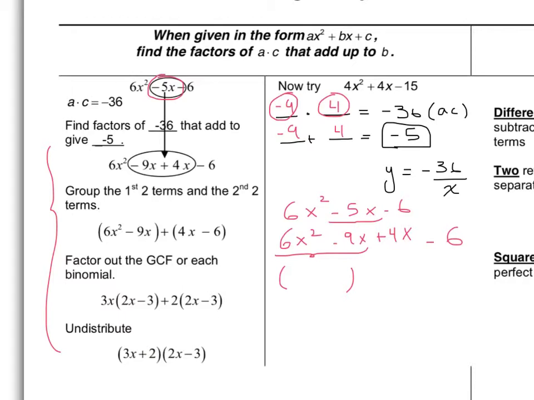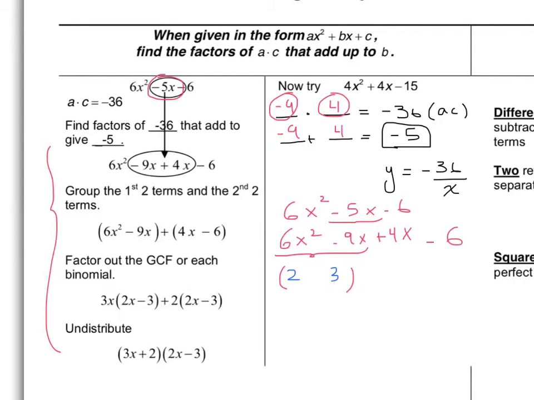I'm going to put it on the outside. The 6 and the 9 are both divisible by 3, so I'm also going to put 3 on the outside. If you divide 6x squared by 3x, you get 2x, and 9x divided by 3x gives you 3. Since you took an x out of the x squared, you're left with only x, so 2x minus 3 is what's left of the first two.